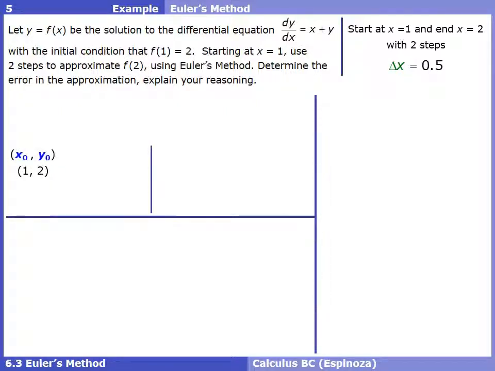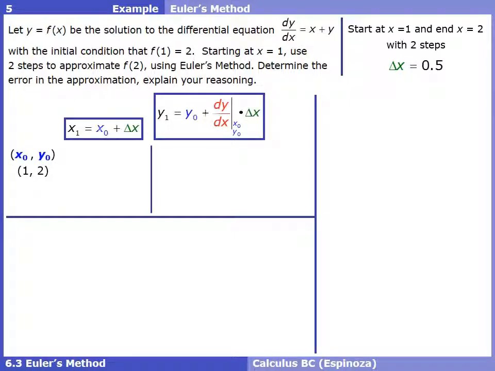Okay, so let's get right to it. We're starting at our point, our initial condition of (1, 2), which is x0, y0. And again, as a reminder, here are our formulas for Euler's method. And again, be very careful that you evaluate the derivative times the step size first, and then add the old y. Okay, so x1 is going to be the old x value, so 1 plus our step size of 0.5. So we're at x equals 1.5.